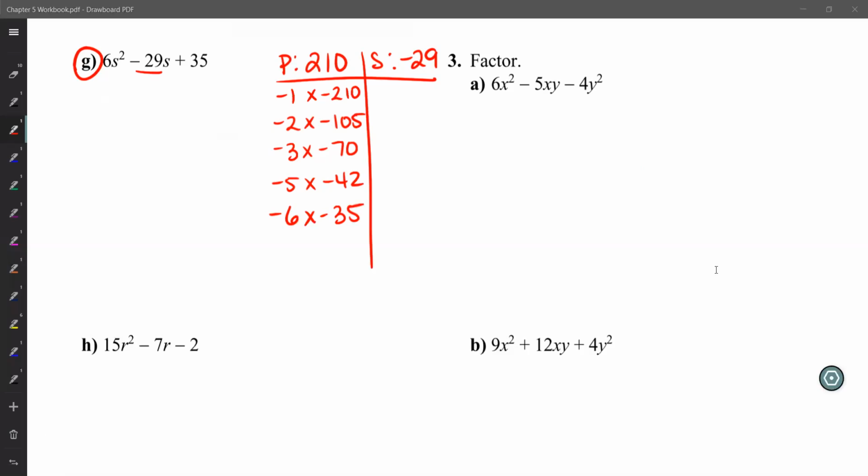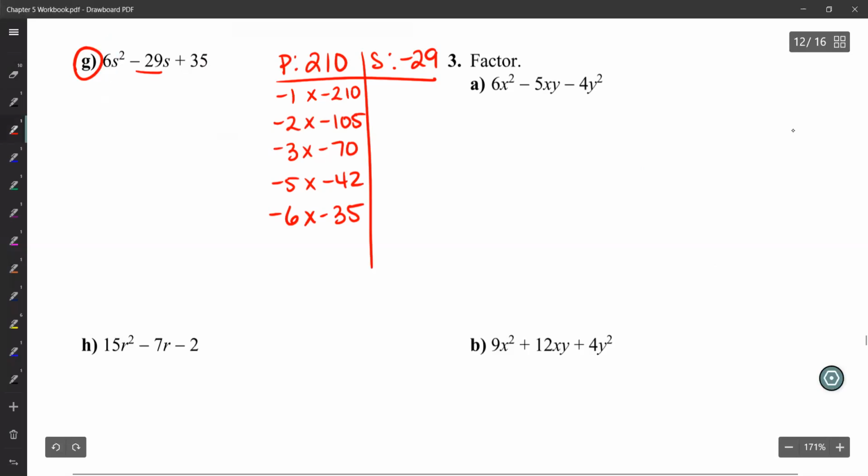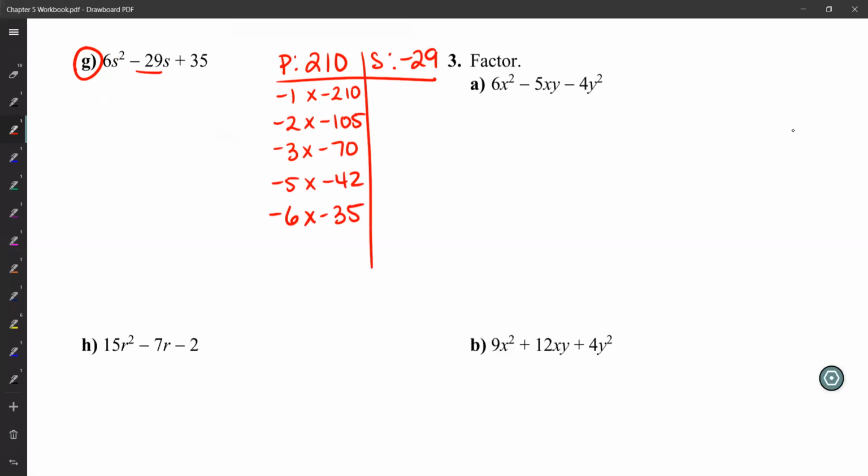So 210 is 6 times 35. You have to do A times C for this type of factoring. Wait, how do you know for the right column, how much you're supposed to go down by? Or are you just guessing? I'm just testing. I don't know how much I'm supposed to go down by, but I'm just testing all the numbers that divide evenly into 210.